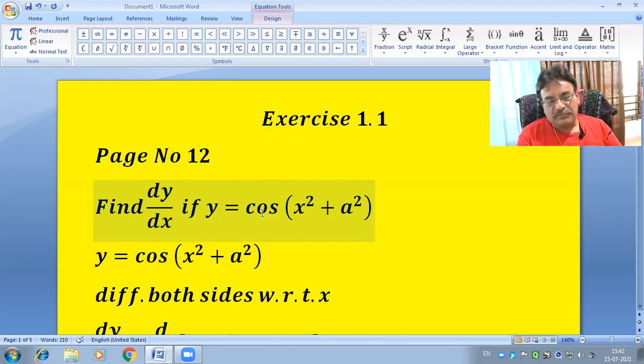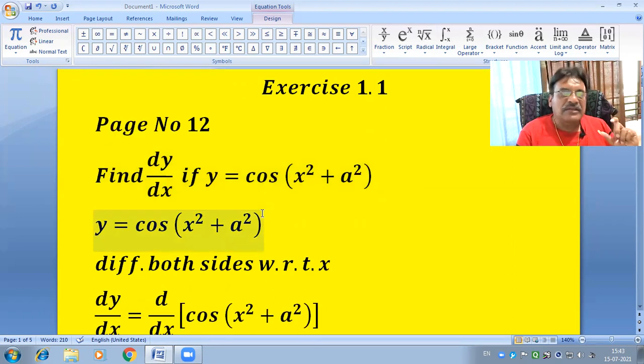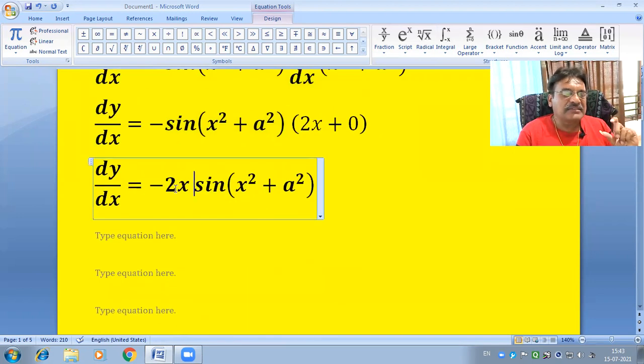In Exercise 1.1 on page number 12, the first problem is y is equal to cos of (x square plus a square). By differentiating this function with respect to x, we find dy by dx, and here dy by dx is minus 2x into sin (x square plus a square).